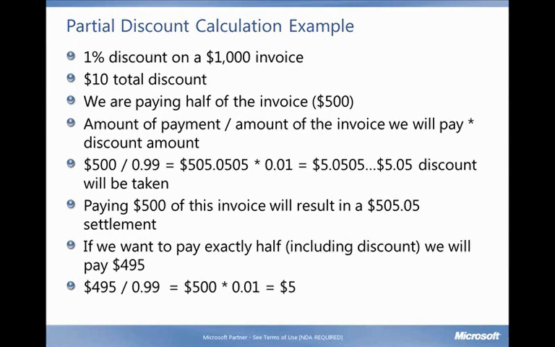If we want to pay exactly half, including the discount, the customer can remit $495. If we use that value in our calculation, $495 divided by our 99% that we are paying equals $500. That is our total payment. If we multiply that times our 1% discount, we see a $5 discount. So that would result in a $495 settlement, a $5 discount, and a total settlement of $500.